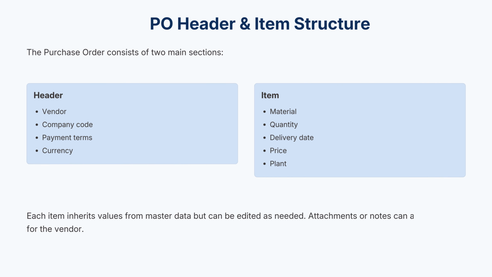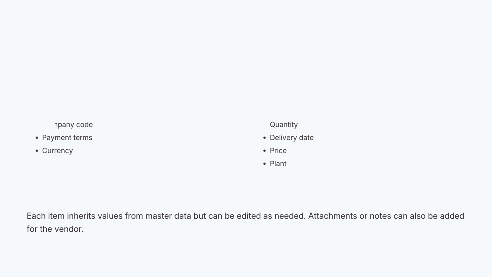PO header and item structure. A purchase order consists of a header and one or more items. The header captures global data, vendor, payment terms, and currency. Items hold material-specific details like quantity, delivery date, and price. This structure ensures flexibility. A single PO can handle multiple materials, delivery dates, and plants within one document.